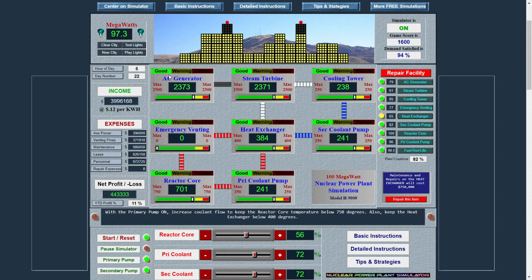Now everything is good. We're generating 97 megawatts. The city is almost all lit up and we are making net profit. So let's wait a bit to see if we can reach $750,000 net profit and we can repair the heat exchanger.